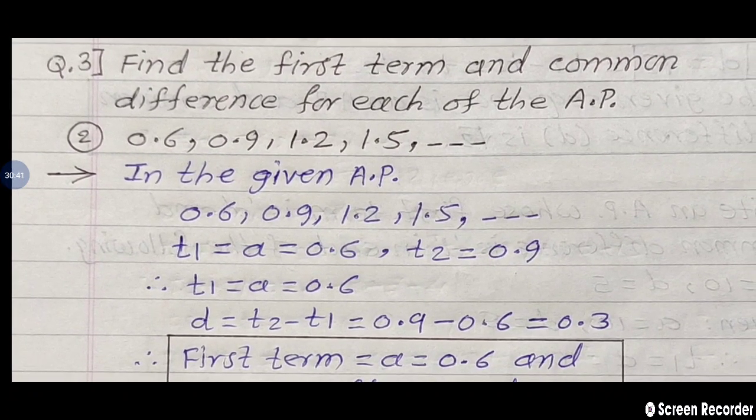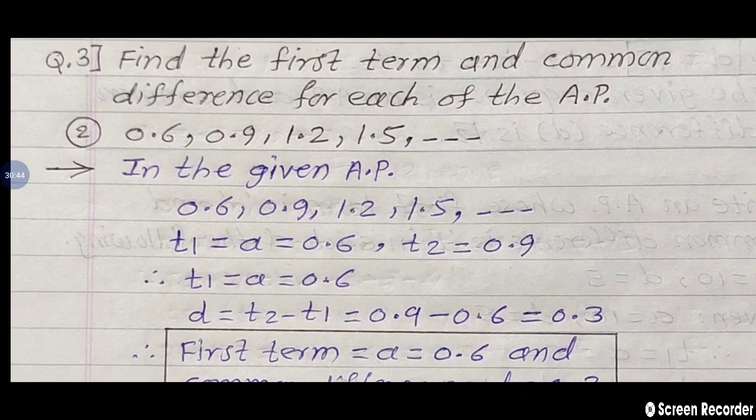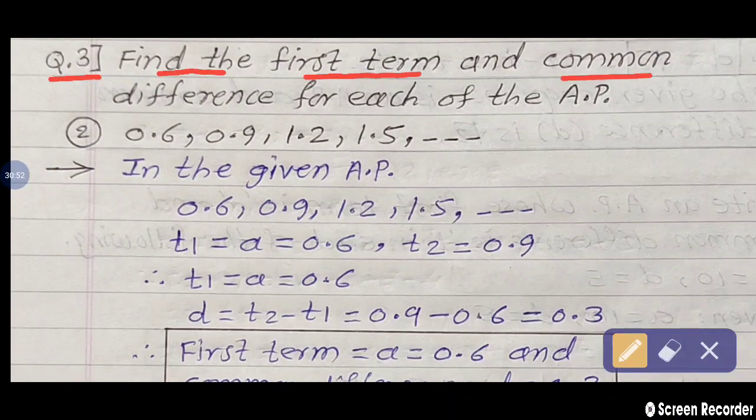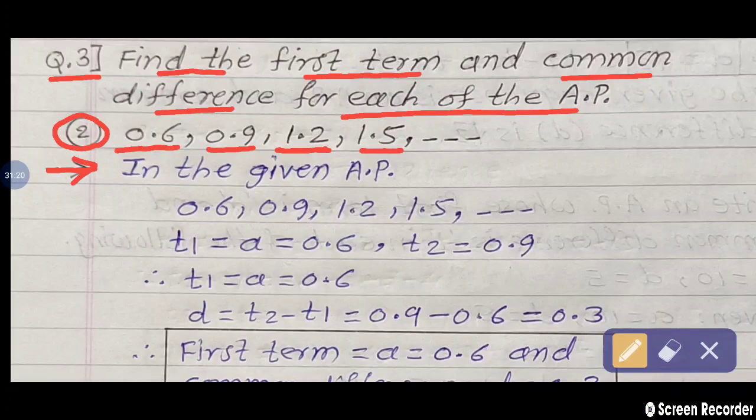Now question number 3. These are the variety of questions given here. This is the last type of question. Question number 3. Find the first term and common difference for each of the following AP. Means the following sequences are already AP. Clear? Then we find out the first term and common difference. So how to find the answer? Now check here. Our option number 2. First term is 0.6, second term is 0.9, third term is 1.2, and fourth term is 1.5.